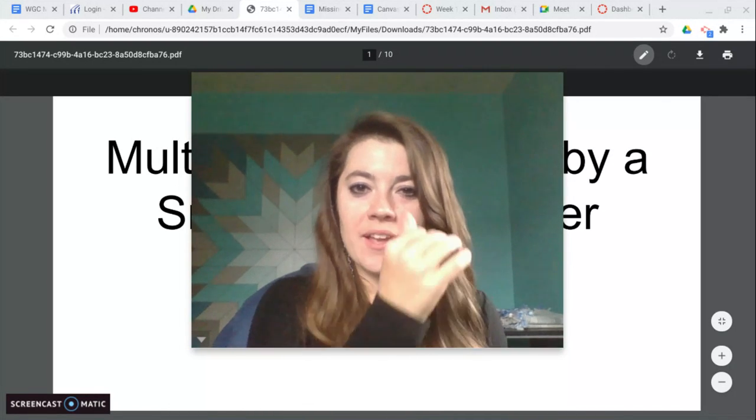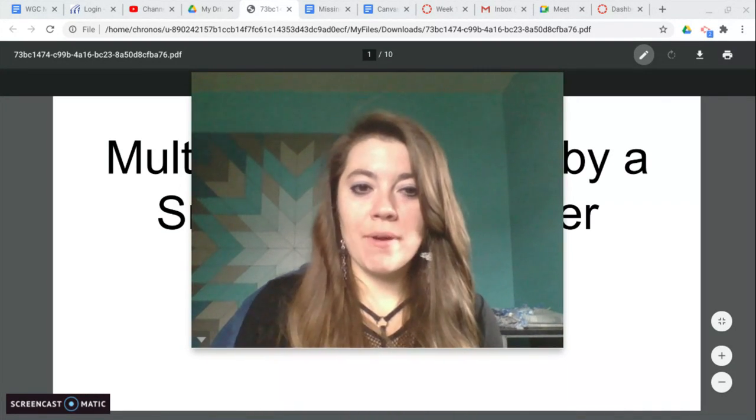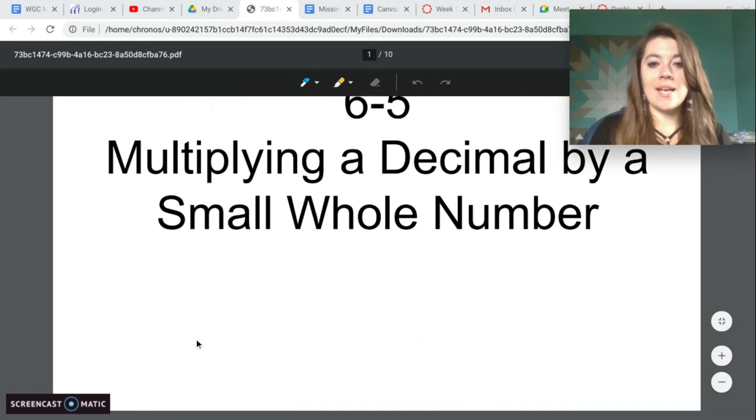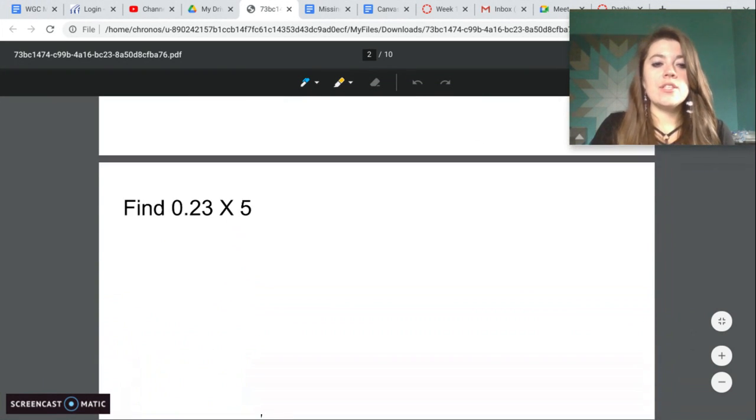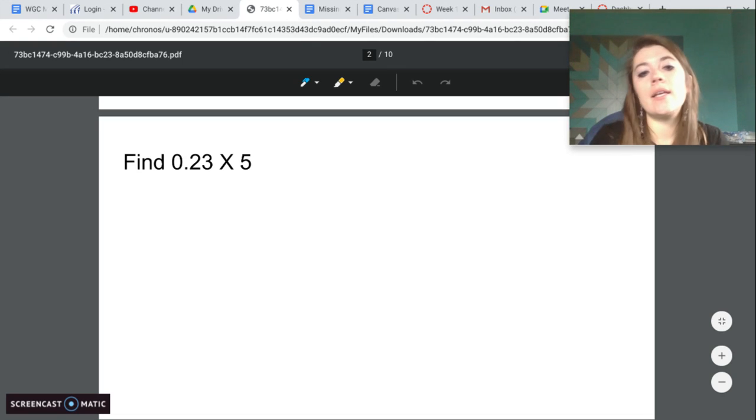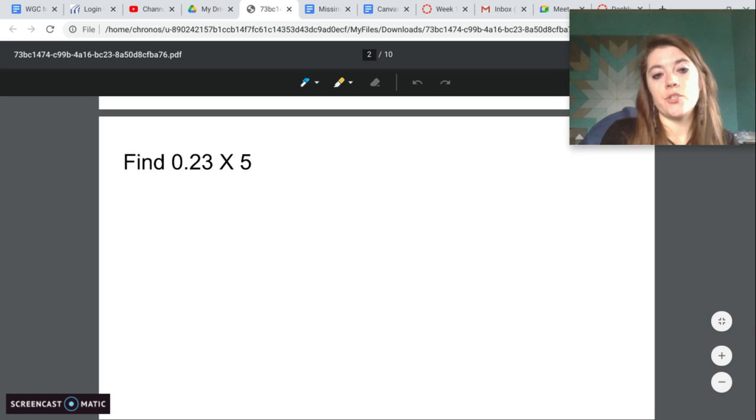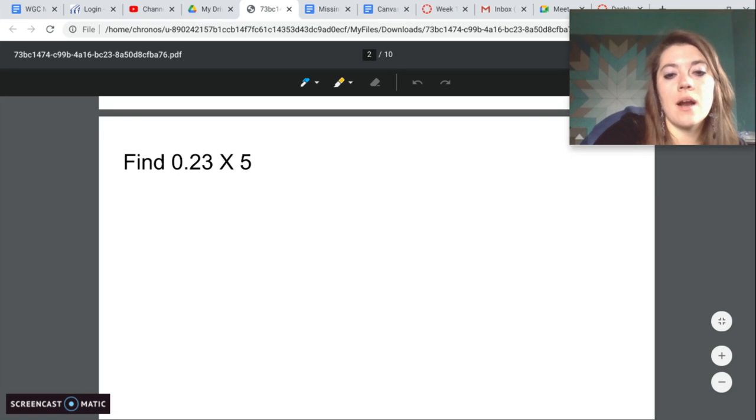Welcome back. So what we're looking at today is 6.5, multiplying a decimal by a small whole number. We want to find 23 hundredths times 5. This is like what we were doing yesterday, except instead of having the grids, we're actually multiplying this out.